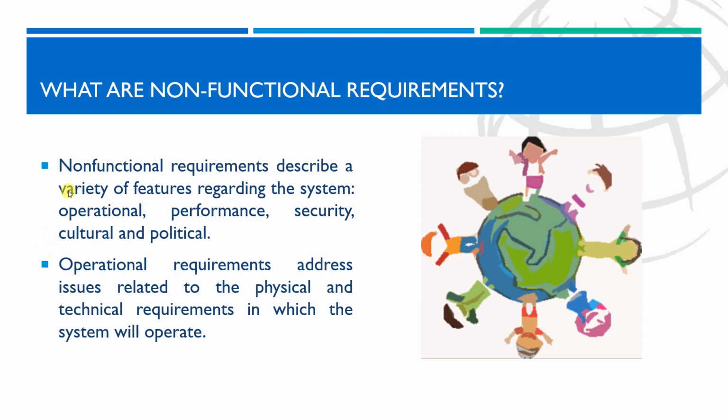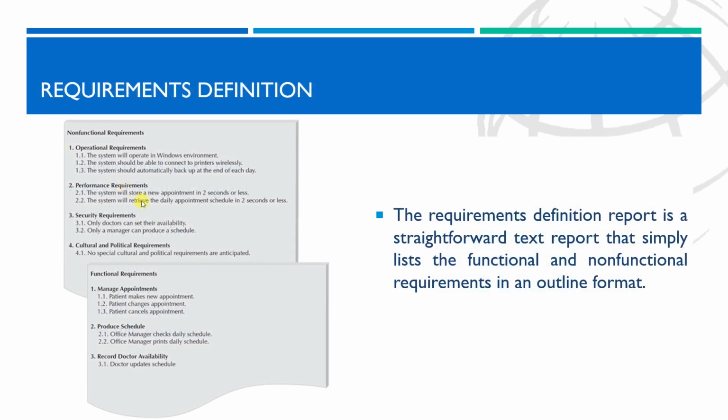But what is a requirement definition? The requirement definition report, usually just called the requirement definition, is a straightforward text report that simply lists the functional and non-functional requirements in an outline format. In the sample requirements definition for an appointment system for a typical doctor's office, notice it contains both functional and non-functional requirements. We look at this in the image in the slide.